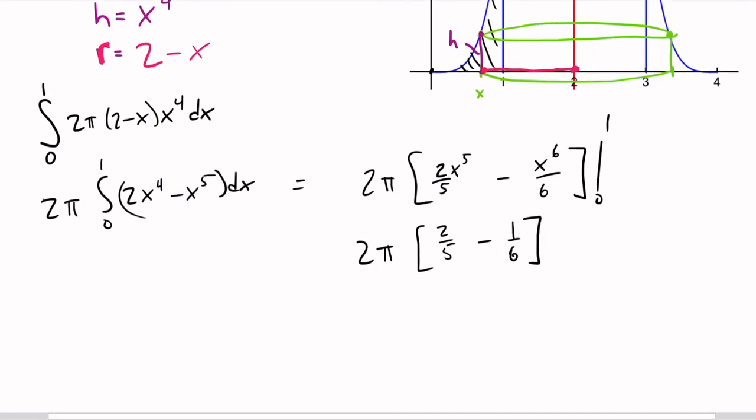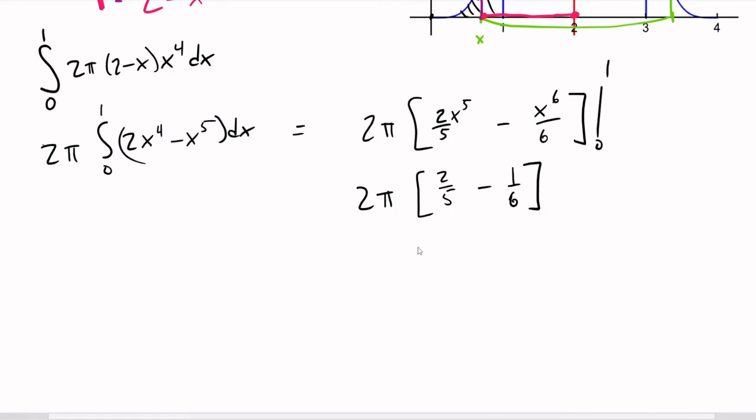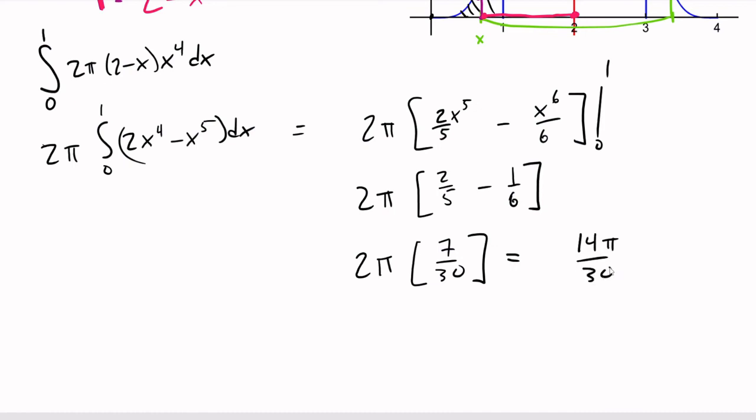This isn't too bad a one to do in our head, so we can do this one kind of quick. Combining these fractions, we have to make this 30 because these don't share any factors. So that would be 12/30 minus 5/30. That's 7 over 30, which is 14 pi over 30. And there you go.